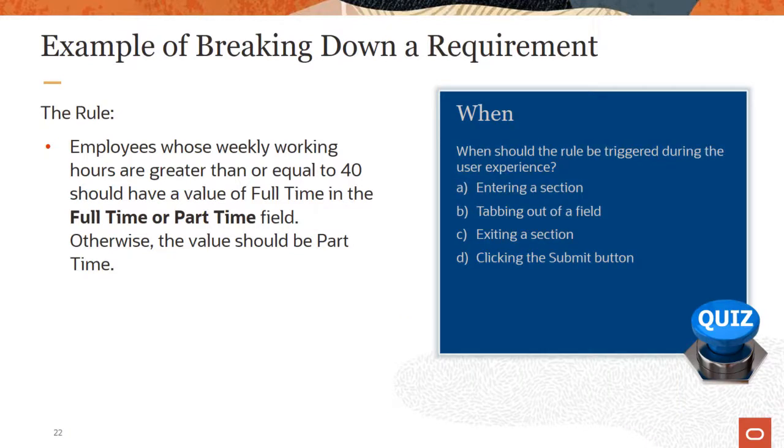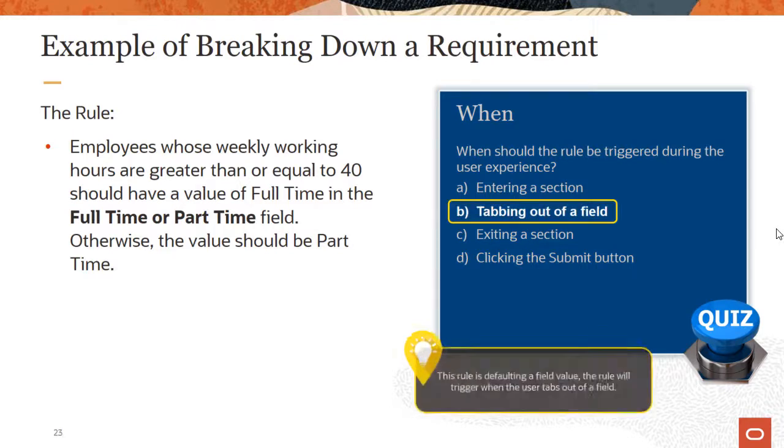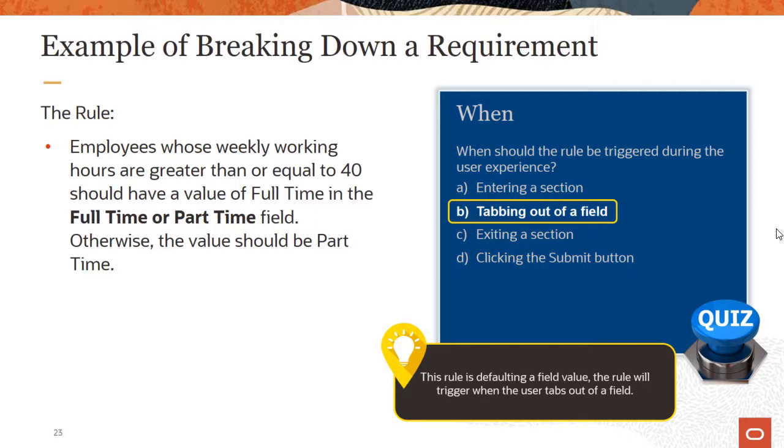When should the rule be triggered? This determines the actions that trigger the rule. Should it be entering a section, tabbing out of a field, exiting a section, or clicking the submit button? The answer is B. This rule should trigger the default of the full-time or part-time field when you tab out of the working hours field.